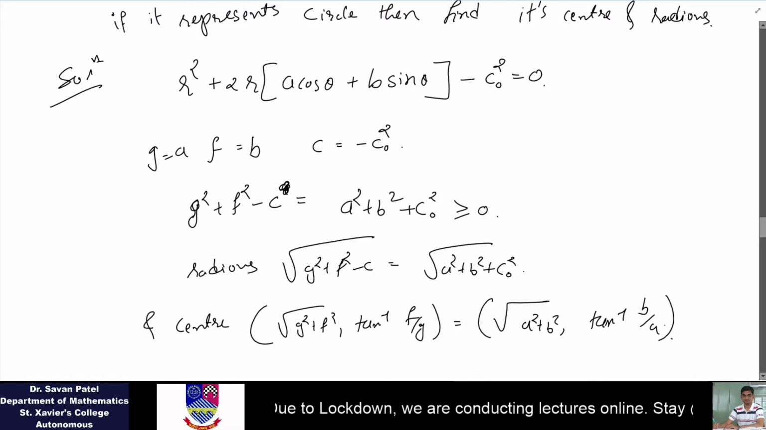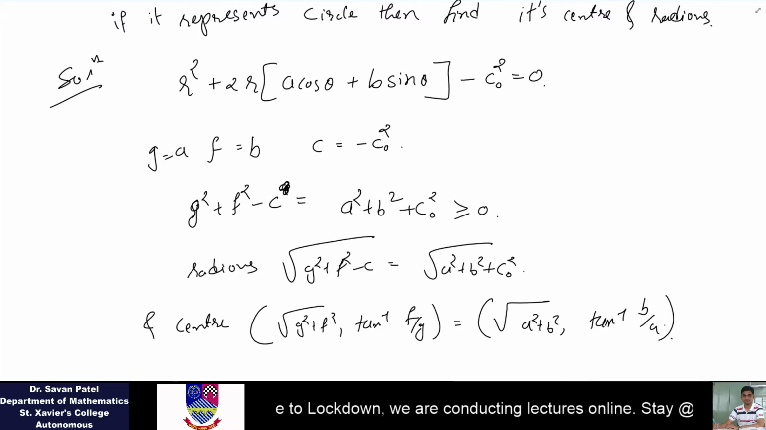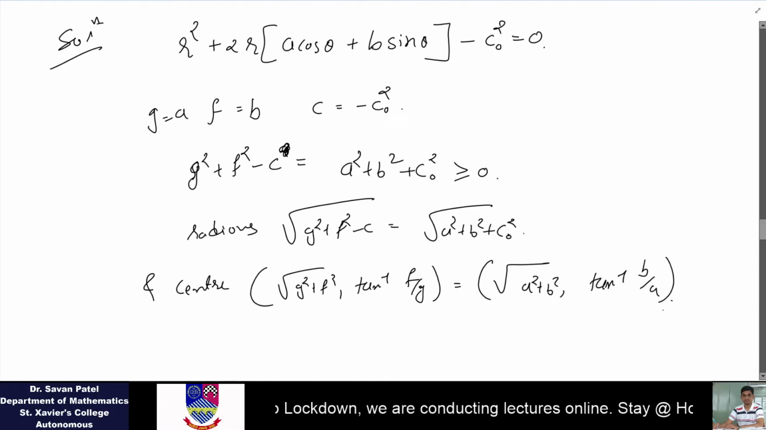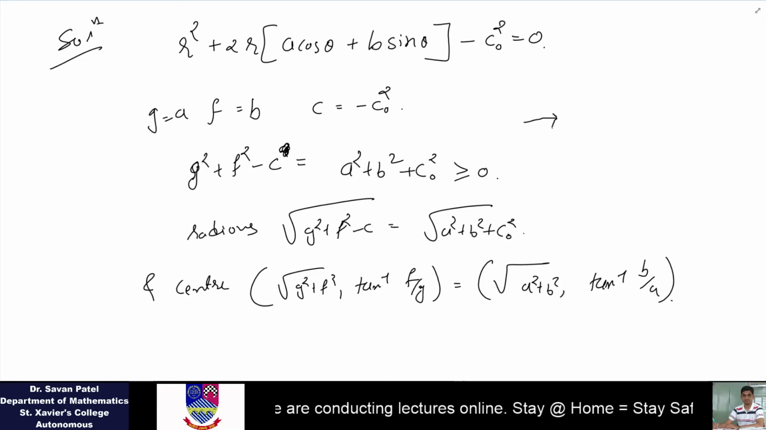Okay, so in this lecture we have solved problems: if the center and radius are known, we have identified the polar equation, and if the polar equation is known, then we have identified its center and radius. In the upcoming lecture, we will see more problems related to circles in polar equation form.